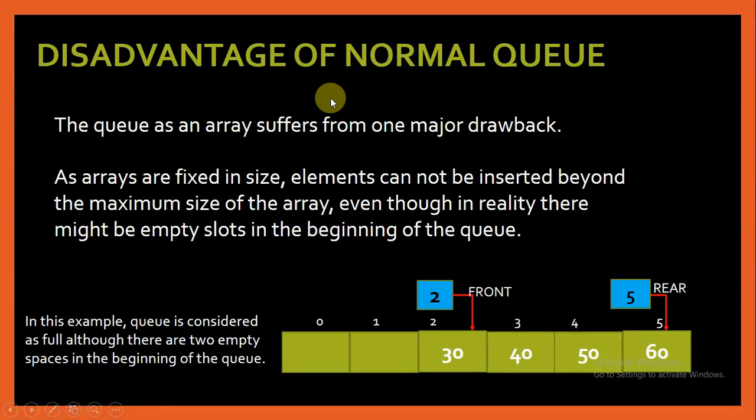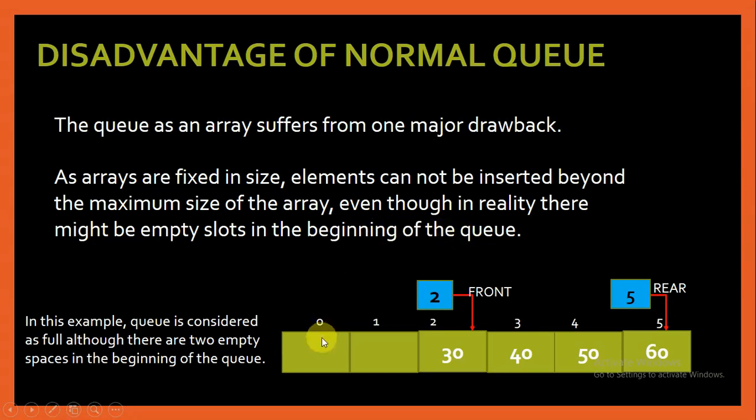Now let us first discuss the disadvantage of normal queue, why there is a need to introduce circular queue. So the normal queue suffers from one major drawback. As arrays are fixed in size, elements cannot be inserted beyond the maximum size of the array, even though in reality there might be empty slots in the beginning of the queue.